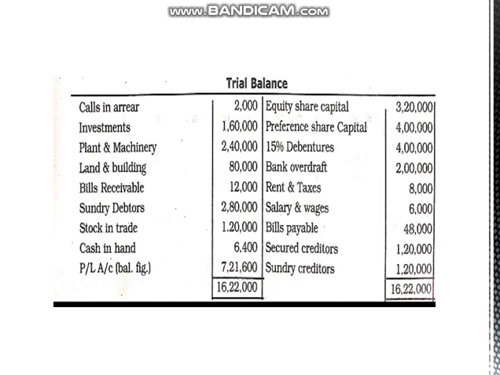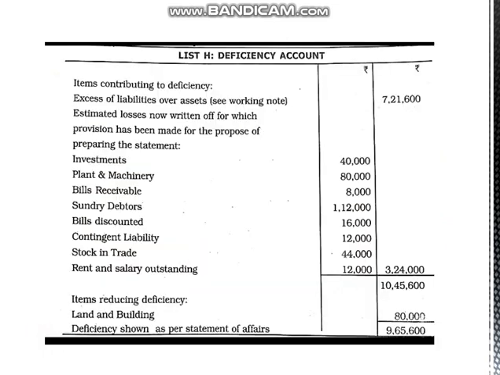And trial balance, we need to do the trial balance for completing the deficiency account. I'm not explaining the trial balance because I think it's very clear for you as an MCom student. So please go through this trial balance. The profit and loss balance amount is 7,21,600. We need to take this amount only. Going to the deficiency account, items contributing to deficiency, excess of liabilities over assets is 7,21,600. Estimated losses now written off, for which provision has been made for the purpose of preparing the statement. Investments 40,000.